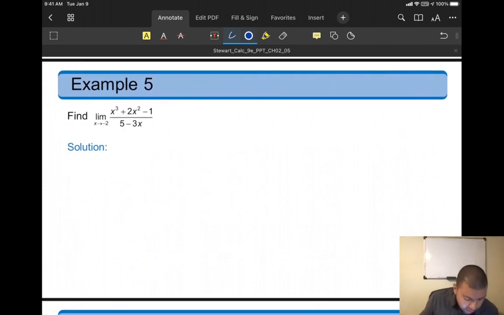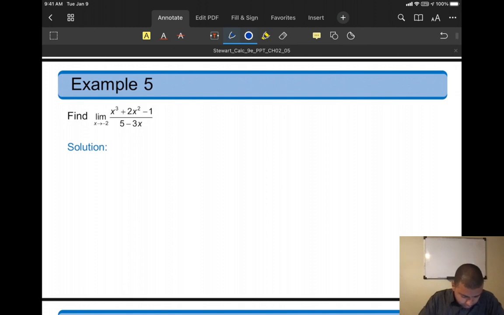Let's take a look at this example here. How do we handle this? We're going to try and see if this thing is continuous or not, or rather just find this limit. All we have to do is to see if we're allowed to plug it in, to use the direct substitution property or not.